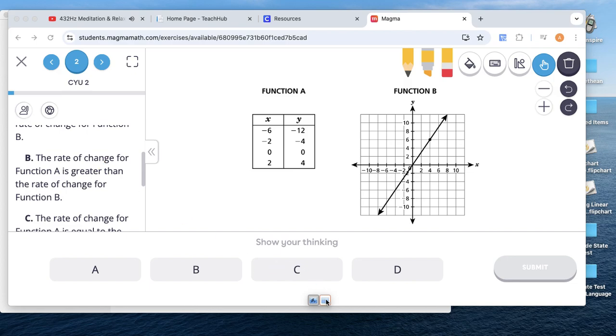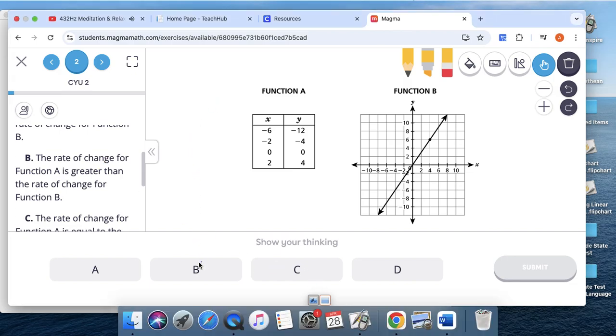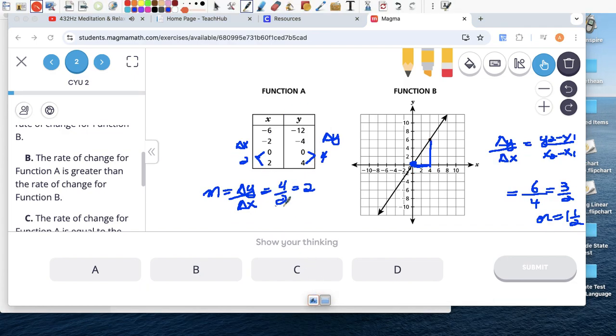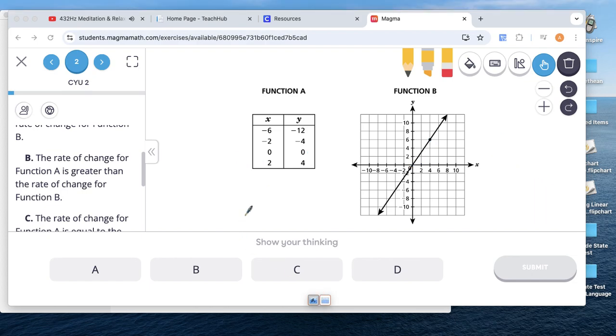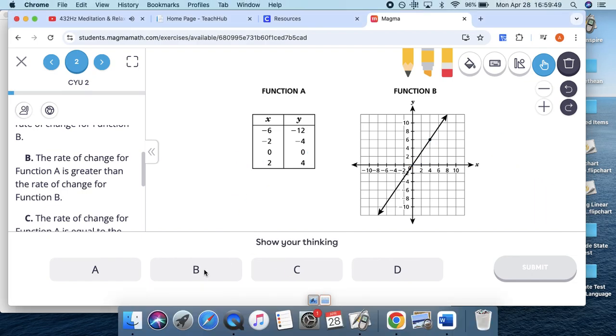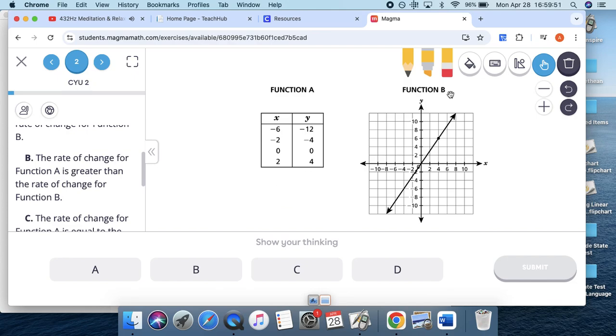Right, so if you go back to this, B is what we want because the rate of change of A was 2 and the rate of change of B was 1.5. So if they want us to show our thinking, just to show your thinking, I don't have a touch screen, so I'm going to just write something down like this.